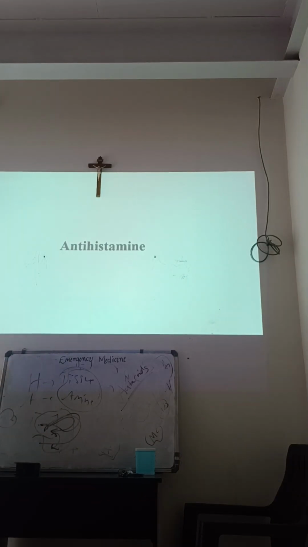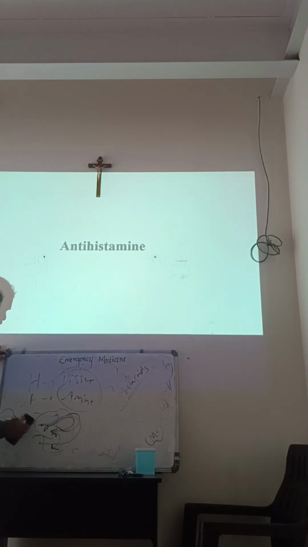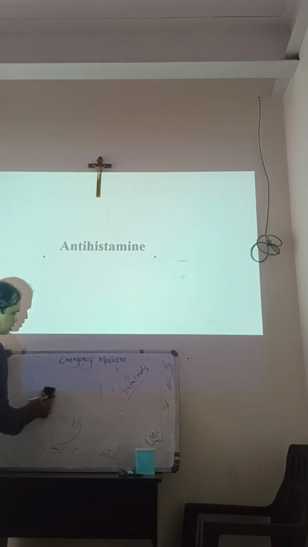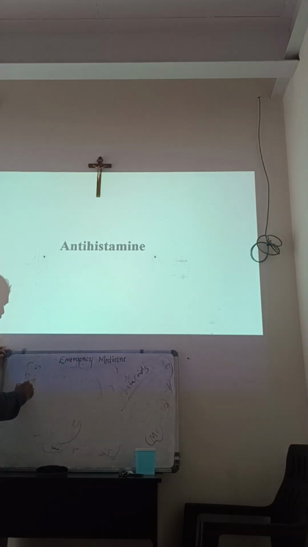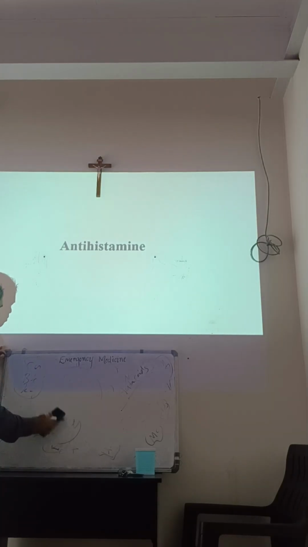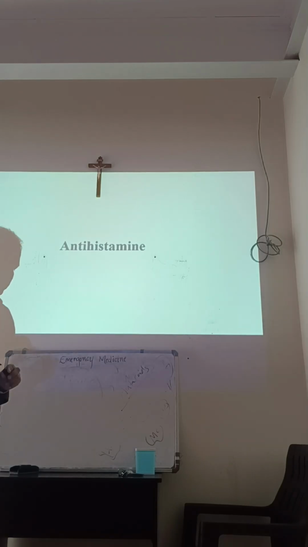That's what they are called as autocoids. So we have lots of autocoids. Among them, histamine also comes under autocoids. Other autocoids are prostaglandin, bradykinin, kallikrein, all these other autocoids. But as we are dealing only with histamine, we stick to this.